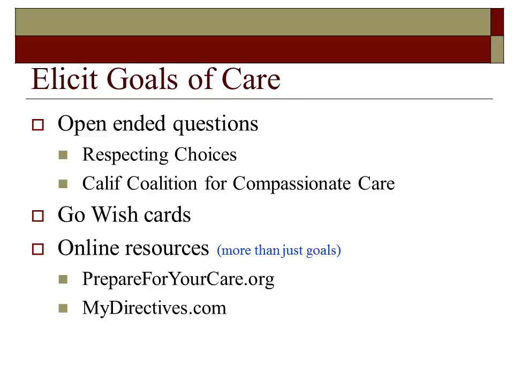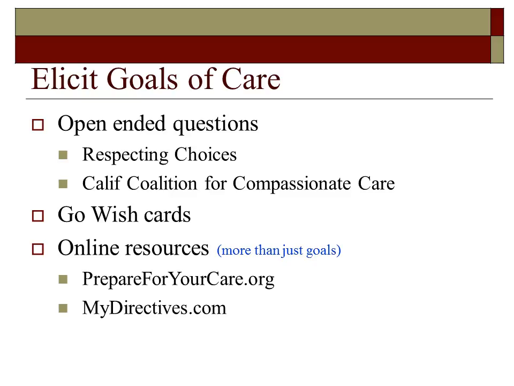So in goals of care, we want to use open-ended questions to ask them what they see as coming. I've put on here a few different ways that goals of care can be elicited. Respecting Choices out of Wisconsin has a great set of tools for discussing goals of care, as does the California Coalition of Compassionate Care. The Go Wish card format, these are a set of 36 playing cards where you can pick wishes that are important to you and talk about them.